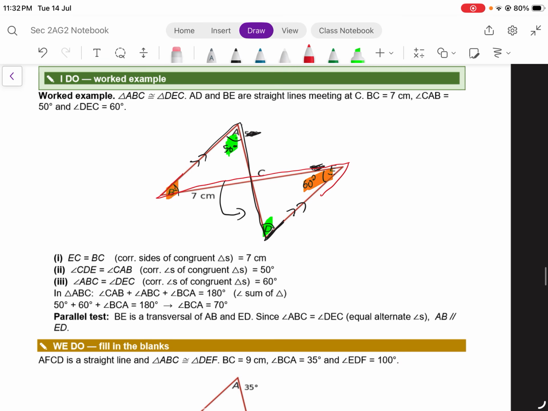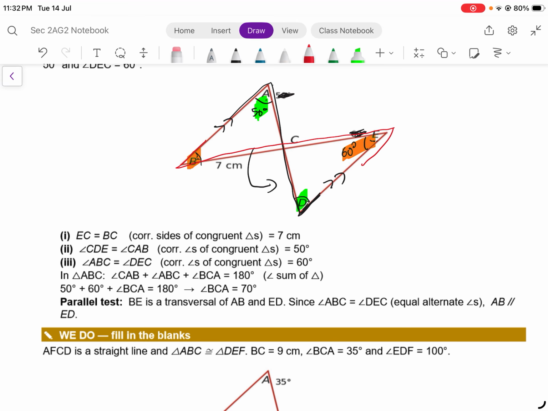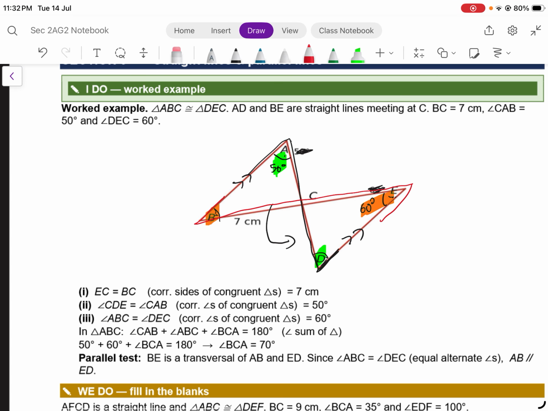Okay, so what they're trying to do is prove that this is parallel. So EC equals to BC, right? That's true, corresponding angles. So BC is equal to EC, which is 7. Angle CDE is angle CAB. Okay, so angle ABC is equal to angle DEC. Right, so corresponding angles.